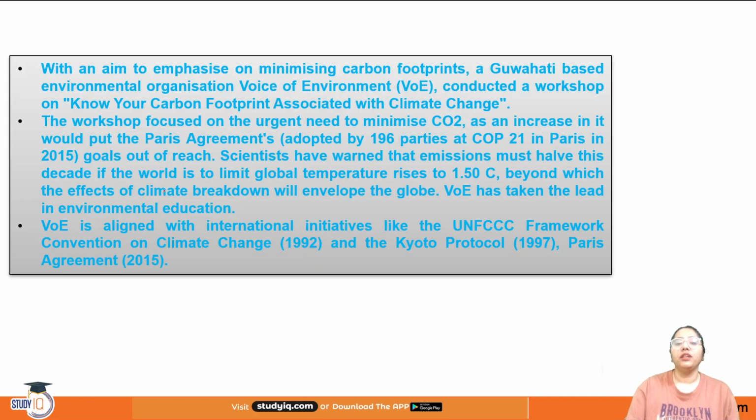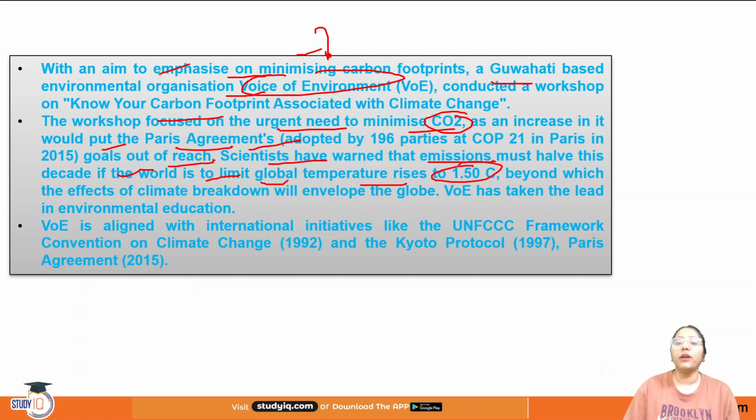This workshop was held with an aim to emphasize minimizing the carbon footprint, or you can say minimizing the negative effect of the increase in carbon dioxide. Guwahati-based environmental organization, that is Voice of Environment, conducted this workshop. The workshop focused on the urgent need to minimize carbon dioxide, as an increase in it would put the Paris Agreement out of reach, because in the Paris Agreement we decided to reduce the carbon footprint. Paris Agreement was signed in 2015. Scientists warned that emissions must halve this decade if the world is to limit global temperature rise to 1.5 degrees Celsius, beyond which the effects of climate breakdown will envelop the globe.